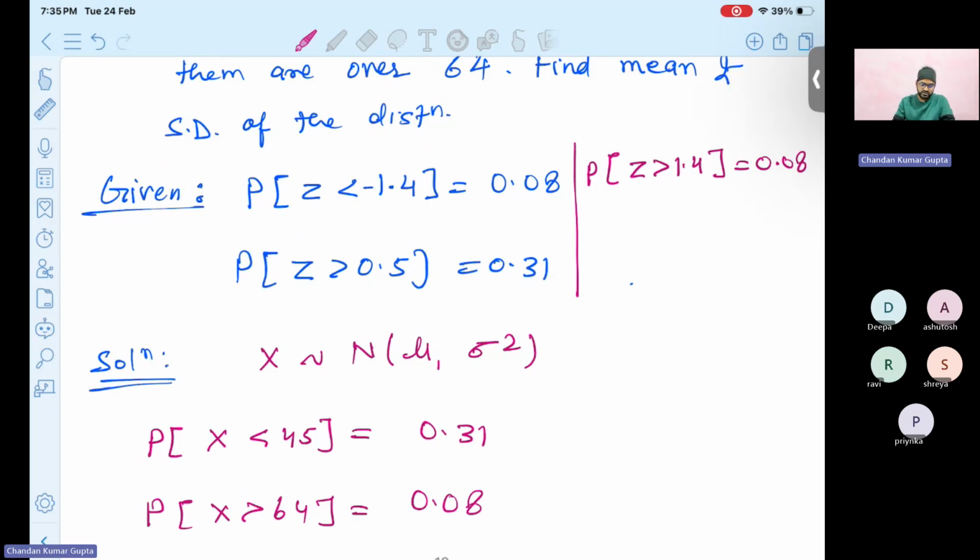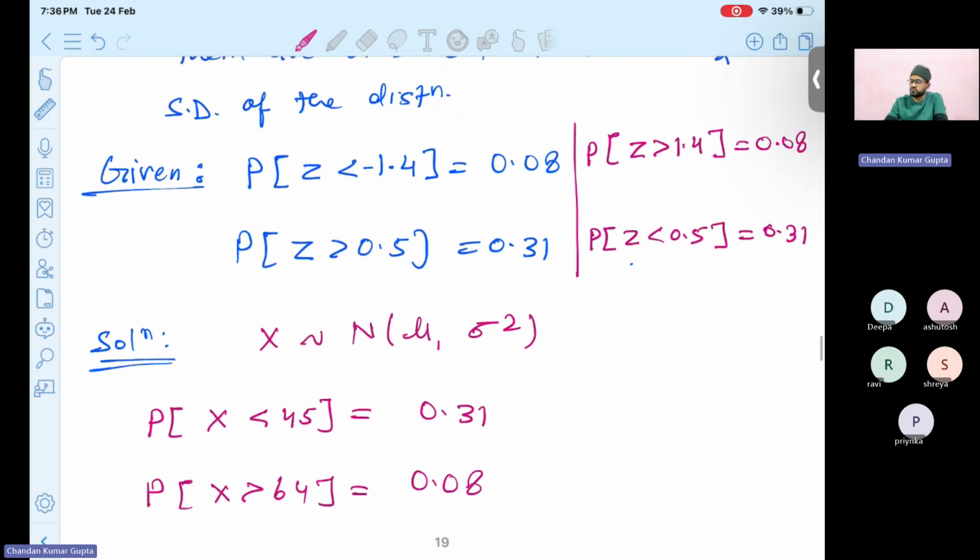If you remember, you may find that the probability that Z is greater than 1.4 is 0.08. And because of the property of symmetry, the probability that Z is less than 0.5 comes out to be 0.31. Again, is it okay up to this point?